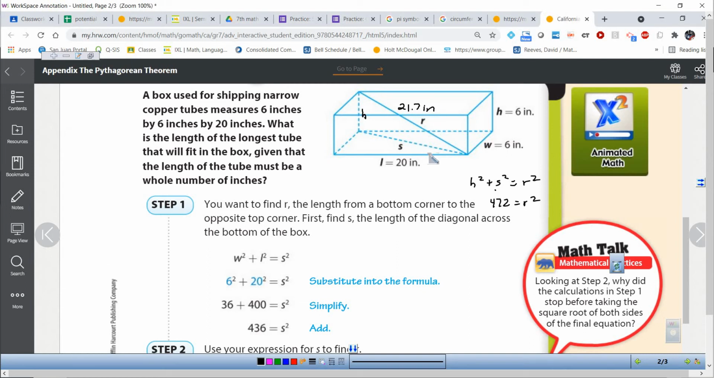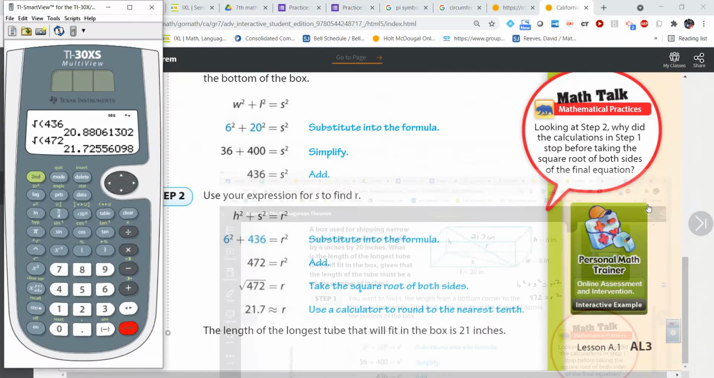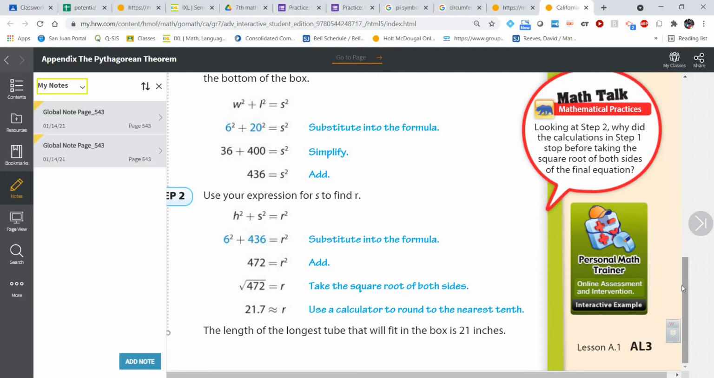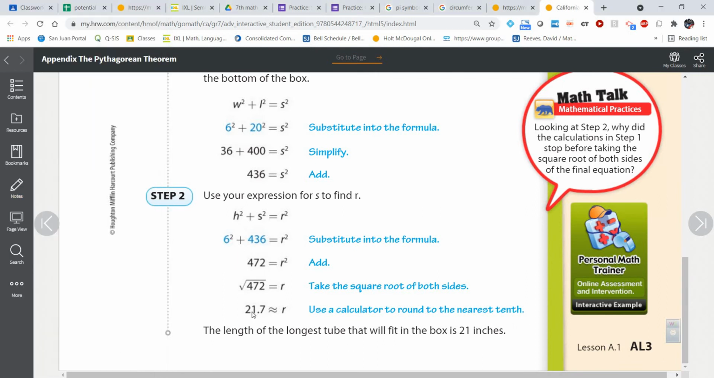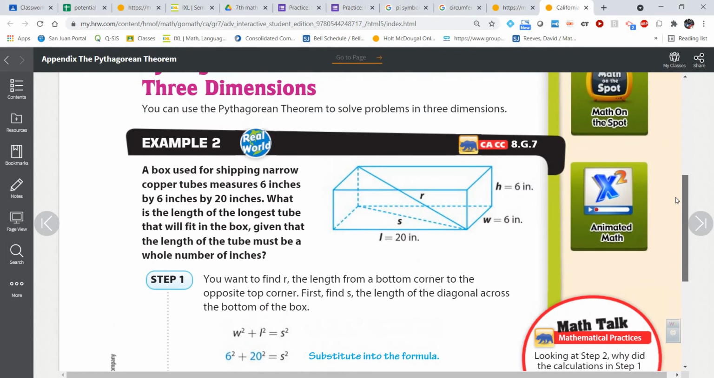21.7 inches. All right. So given that the length of the item must be a whole number, it can't be 22. 22 would be too big. So 21 inches would be the biggest we could have if it was a whole number. Because if we did 22, this rounds up to 22, right? But that would make it too big. So 21 is the answer that we are looking for.